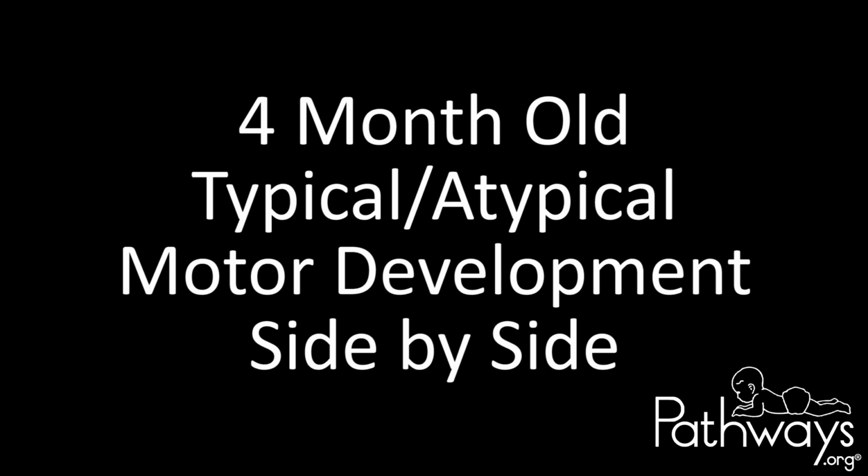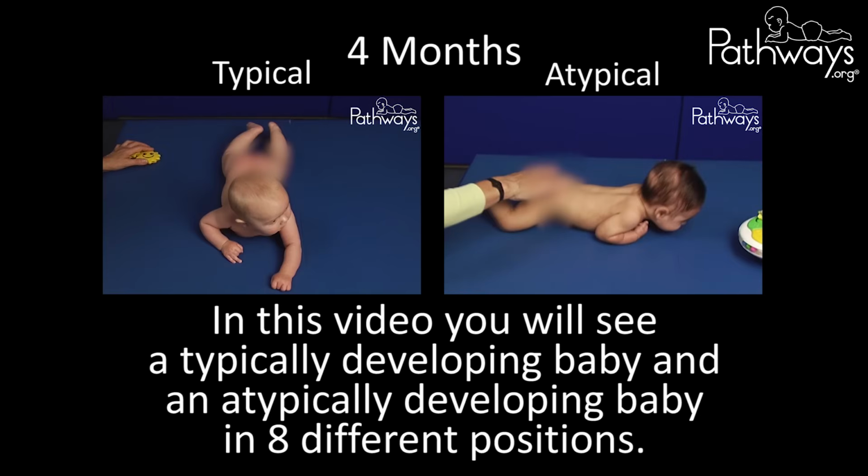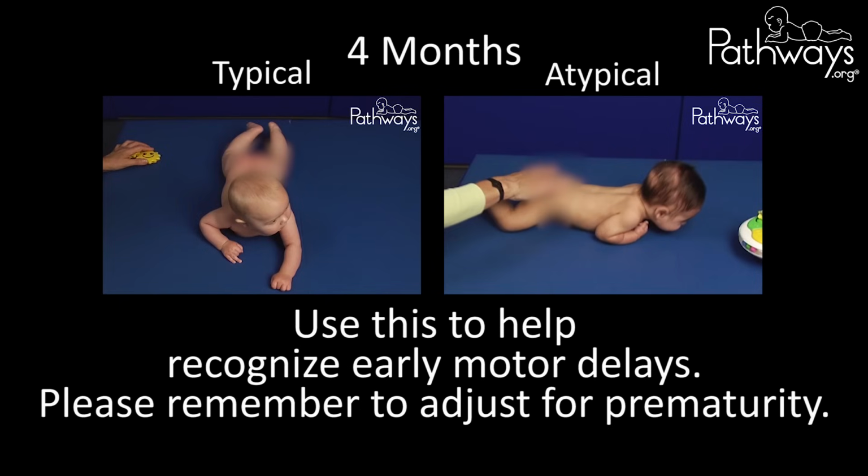4-month-old typical and atypical motor development side by side. In this video, you will see a typically developing baby and an atypically developing baby in 8 different positions. Use this to help recognize early motor delays. Please remember to adjust for prematurity.